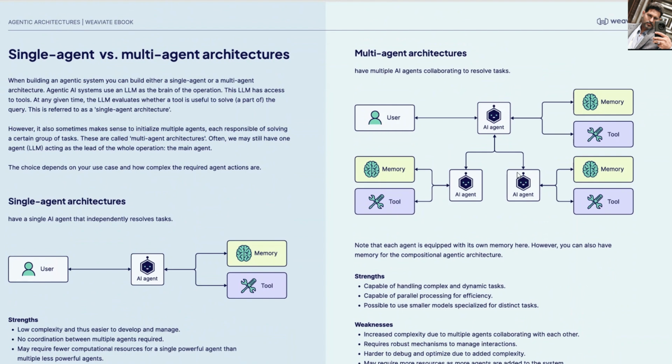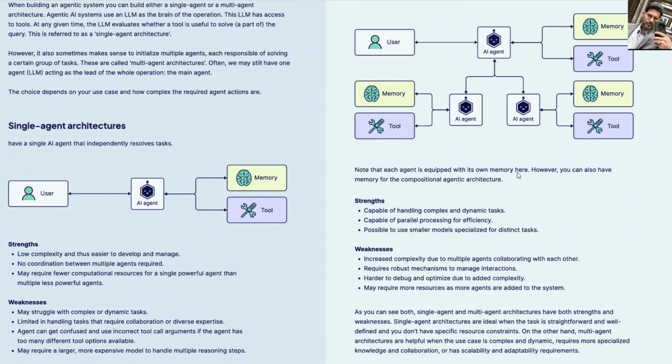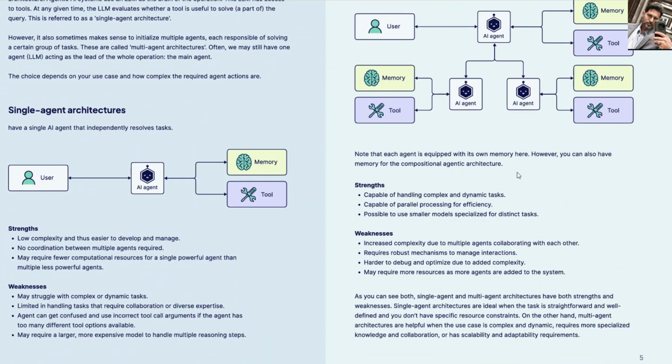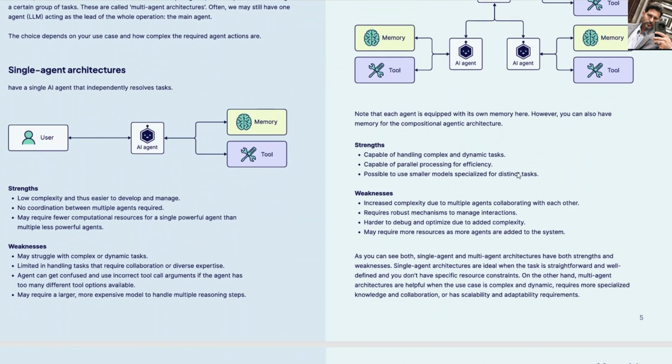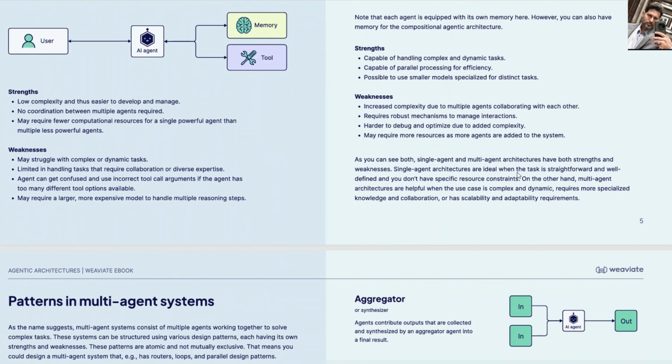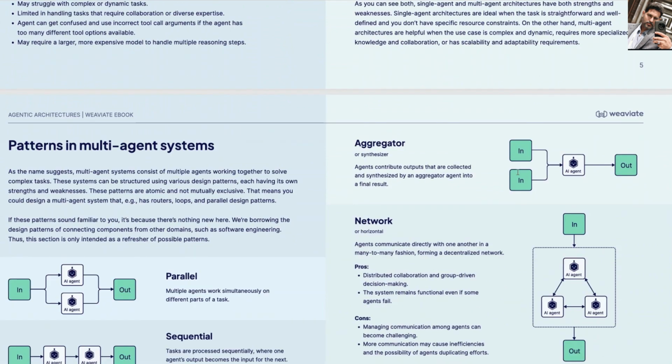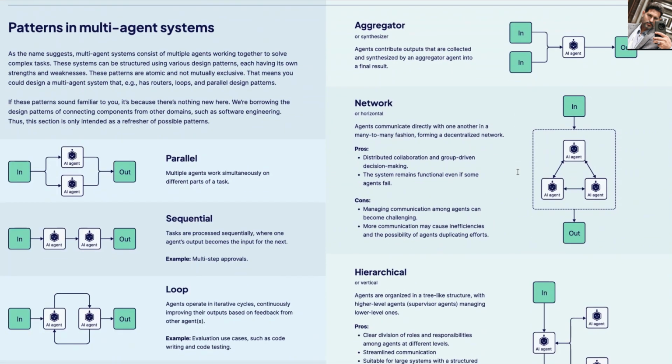Single-agent versus multi-agent architectures. Now let's compare single-agent and multi-agent architectures. A single-agent setup uses one LLM to handle everything: reasoning, retrieval, and response generation. It's low complexity, easy to manage, and doesn't need coordination between agents, making it ideal for straightforward tasks. But it struggles with complex, dynamic problems, especially if the agent has too many tools, leading to incorrect tool calls or the need for a larger, pricier LLM.